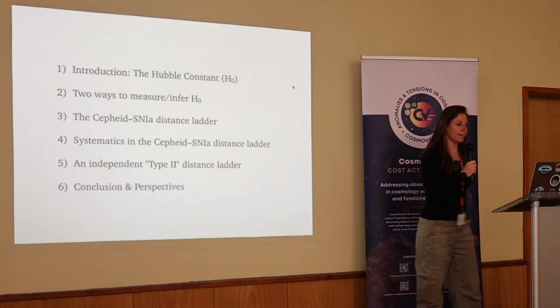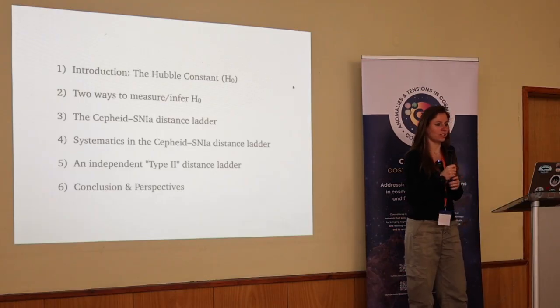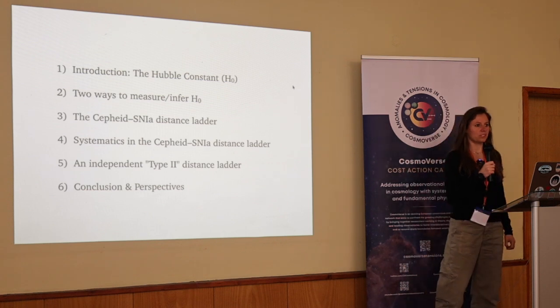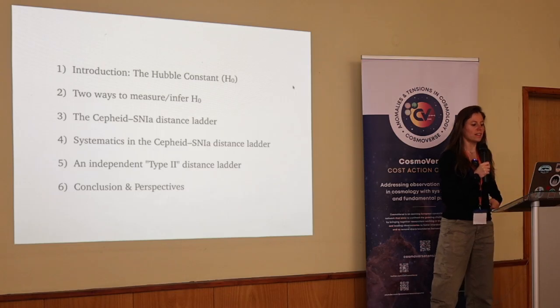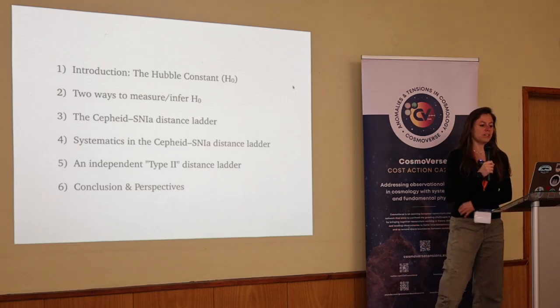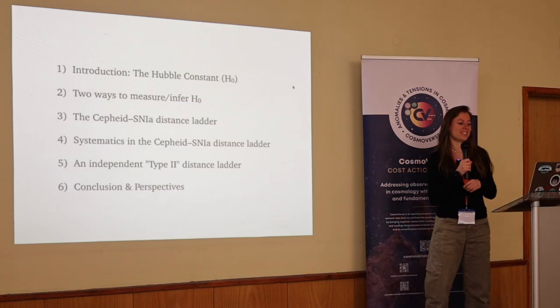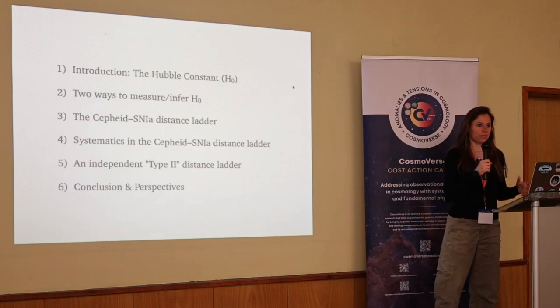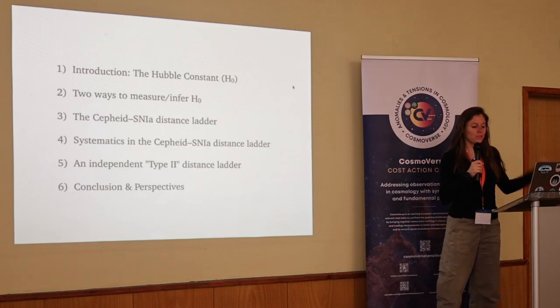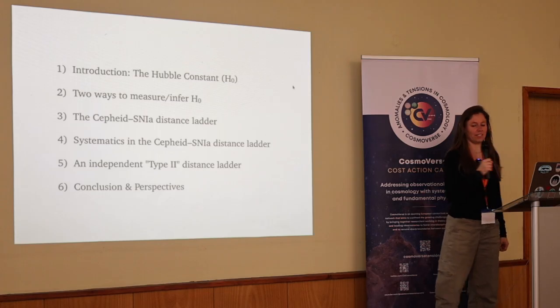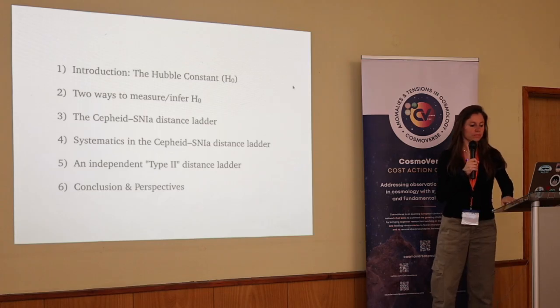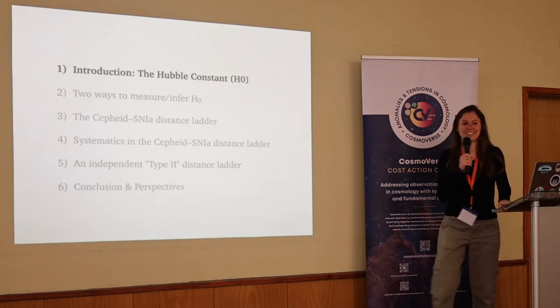So this is the outline of this session. We're going to introduce the Hubble Constant, H0. Then I'm going to present two different, very independent ways to measure H0. Then we're going to talk about the Cepheid supernovae distance ladder, and then about systematics and why it's important to control the systematics. Then briefly, I'm going to introduce another type 2 distance ladder, and then some conclusions and perspectives. All right, so let's get into it.